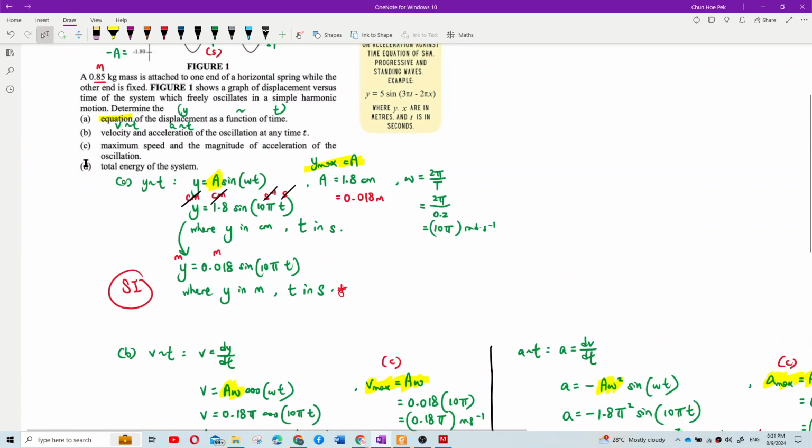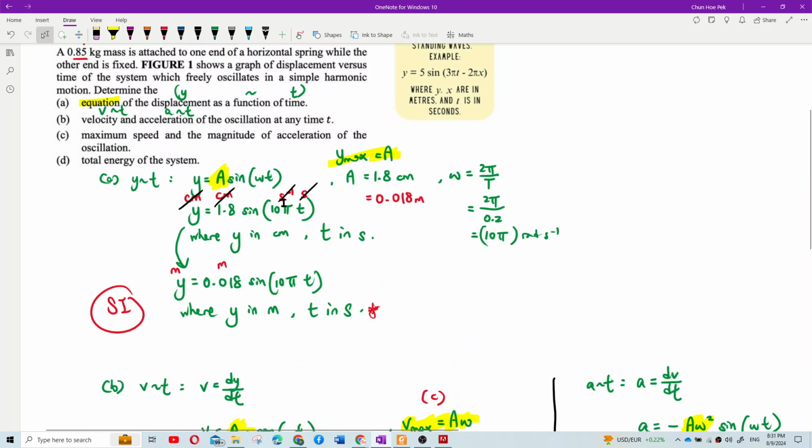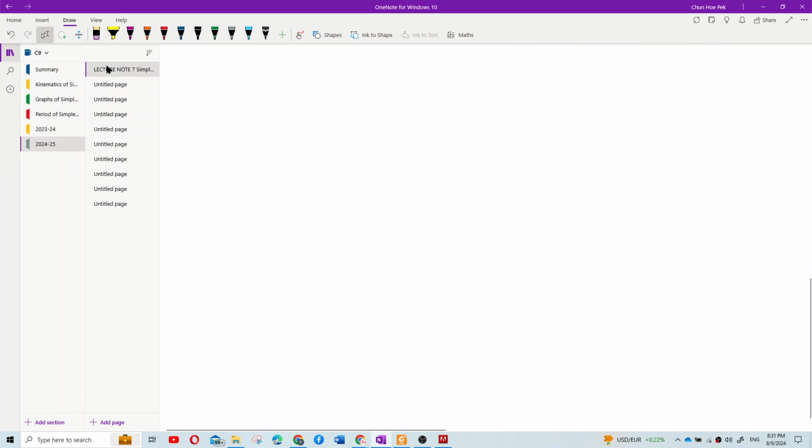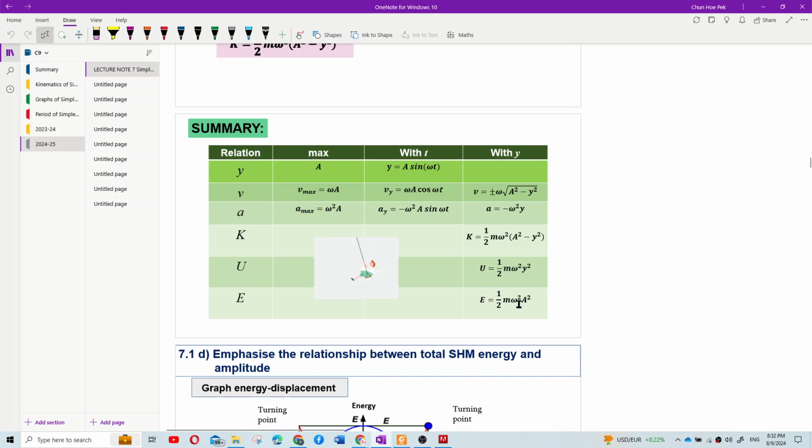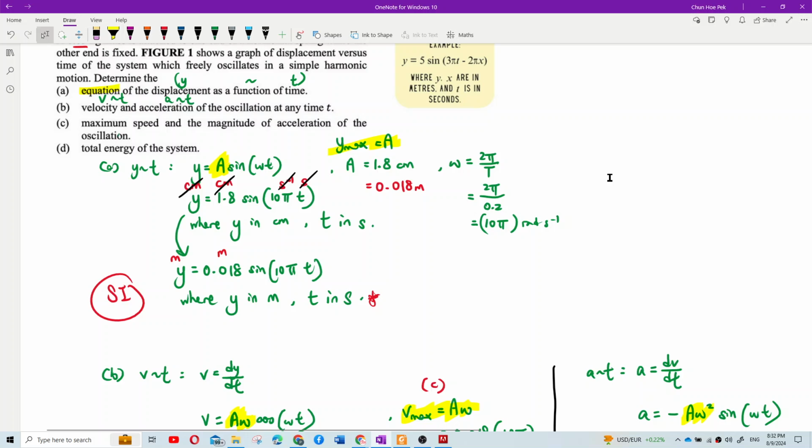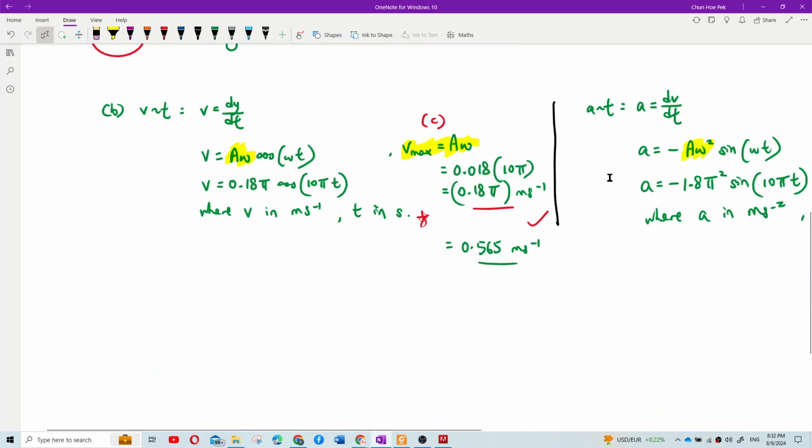Okay, so total energy of the system. I want to find the total energy of the system. What's the formula again? Total energy formula: half m omega square A square. Use this formula only and then calculate. Total energy depends on amplitude. So, D. The bigger the amplitude, the more the total energy, right?